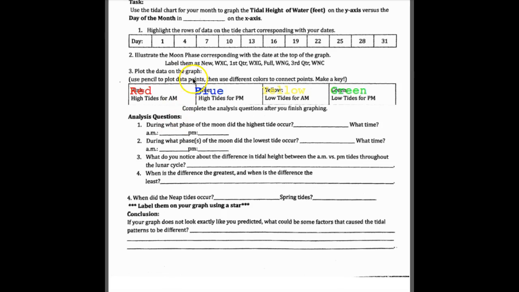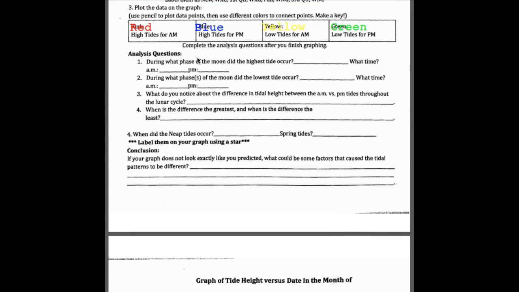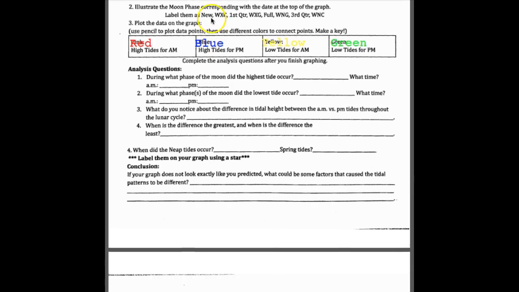Okay, once you've drawn in all of the moons for those days, days 1 through 31, you are going to write these titles according to which moon it is. So you'll write a new moon if it's a new moon. WXC stands for waxing crescent, first quarter, waxing gibbous, full, waning gibbous, third quarter, and waning crescent. So you'll label each one of your moons according to which term best fits them. This is not necessarily the order that you will find yours in. This is just an ordering of terms.